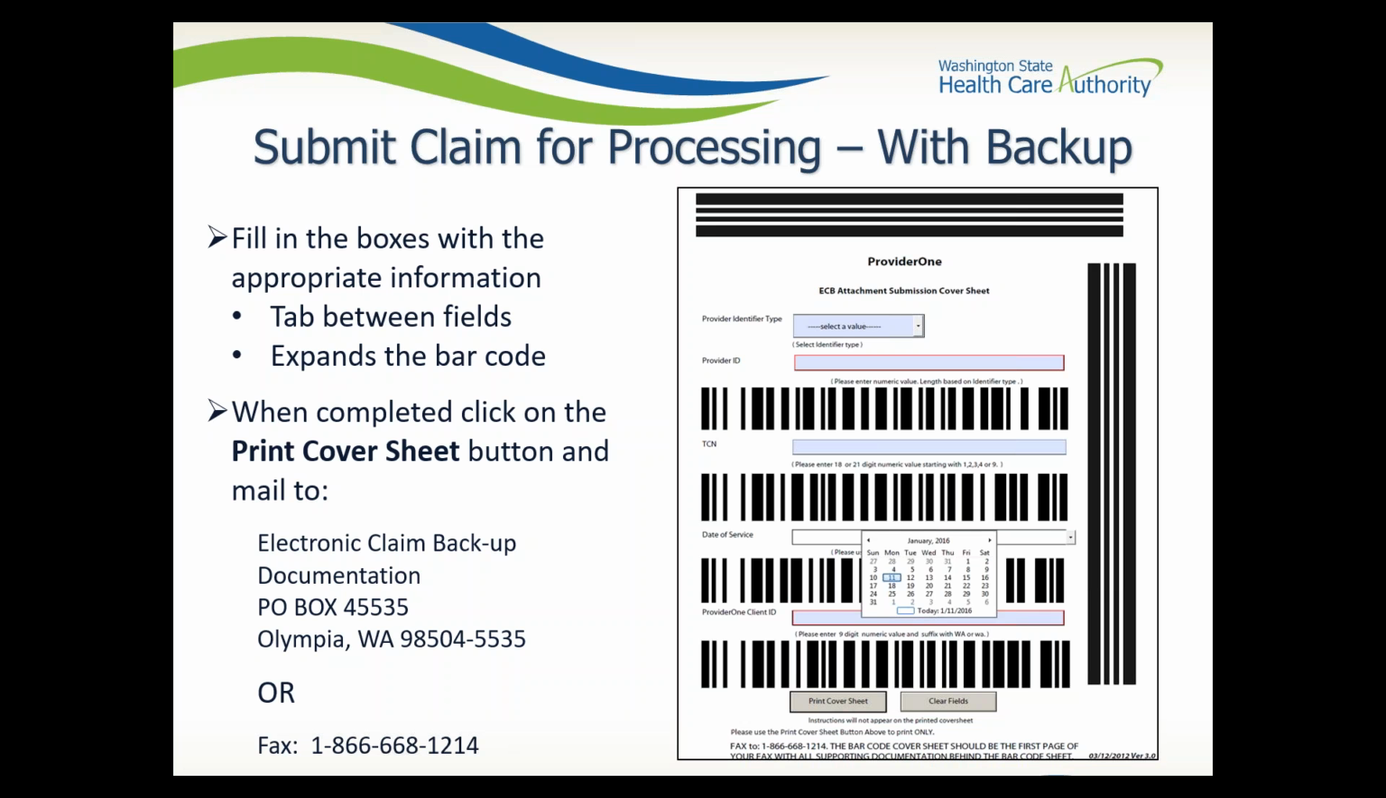the WA. You will need to tab twice after entering the client ID to expand the barcode so it can be properly read by the ProviderOne scanner. Click the Print Cover Sheet button and either mail or fax in the backup, depending on what option you chose on the backup screen. Your DDE claim will be held for 3 to 5 days, waiting for the backup to be received and attached to your claim.